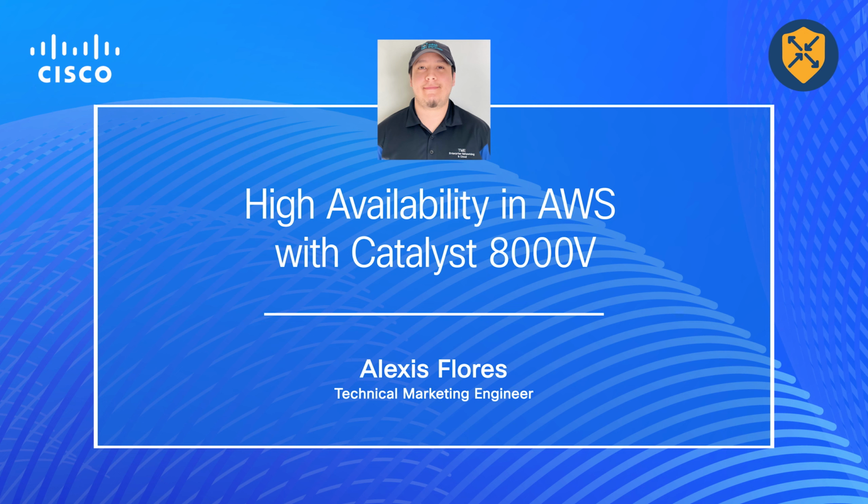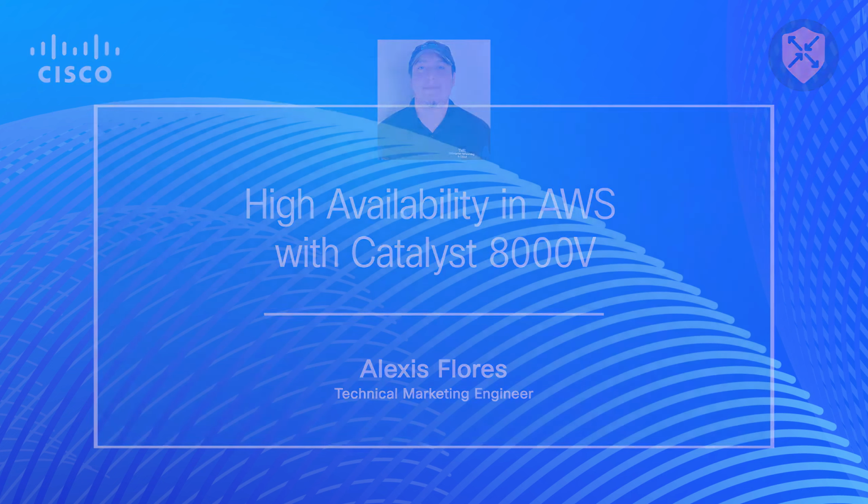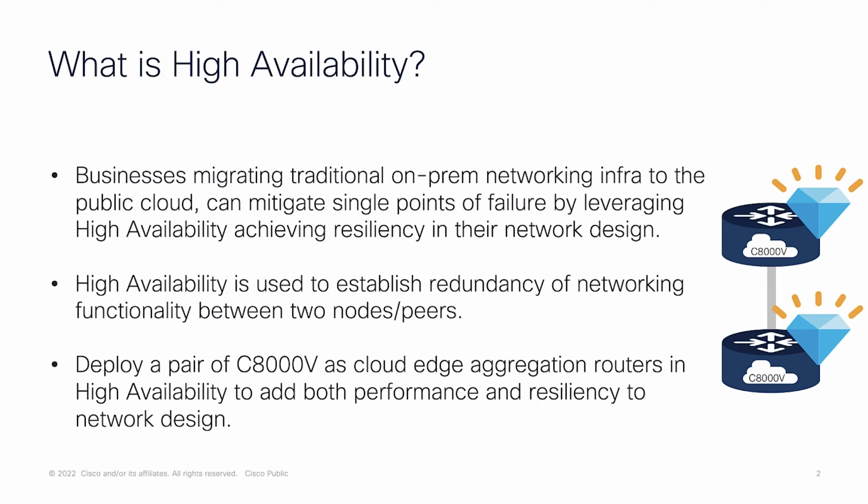Before we start things off, let's first talk about what is high availability and why we need it in today's modern growing cloud infrastructure. As businesses continue to migrate their critical on-prem workloads to the public cloud, they need the reassurance that their business-critical workloads are accessible and protected at any given time.